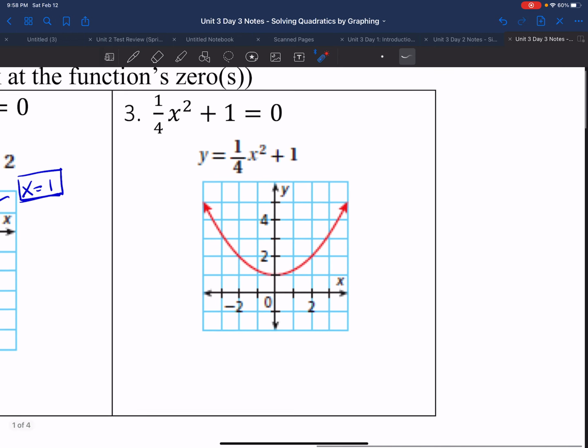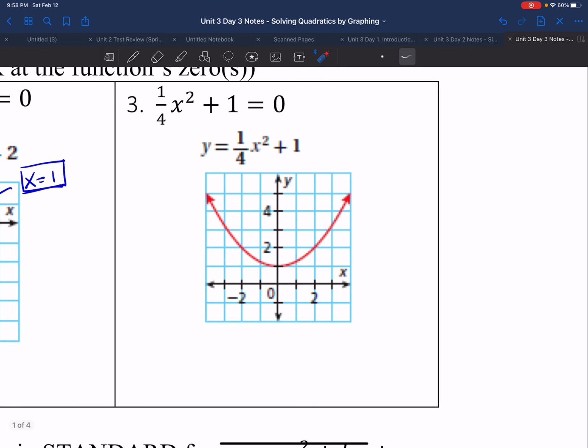Okay, and then number 3, we have 1/4 x squared plus 1. Does the line cross the x-axis at all? We can see that it's a little above the x-axis. So no, it does not have a zero, and we say that there is no solution.